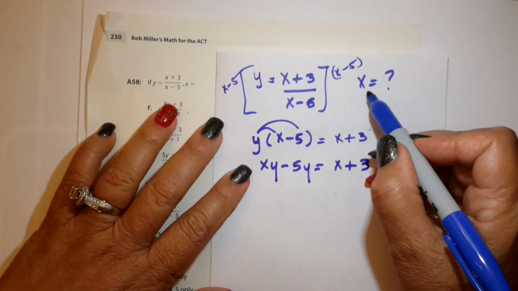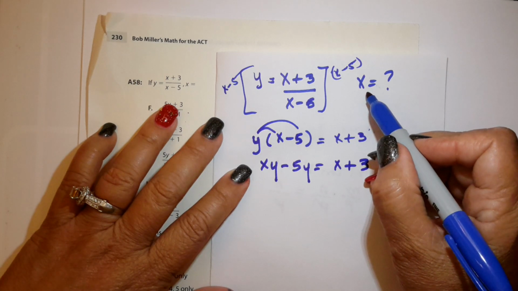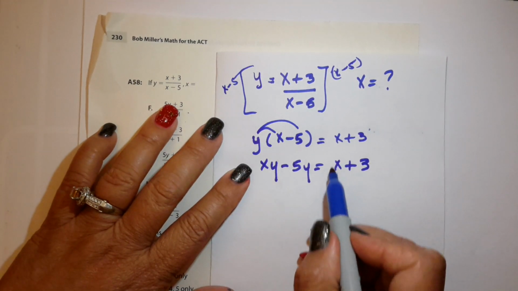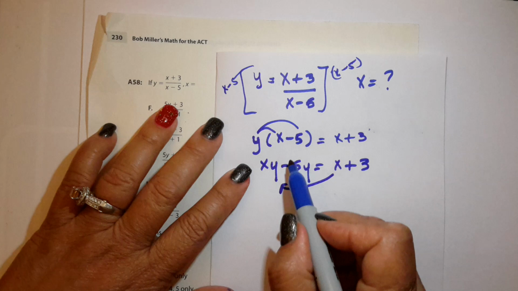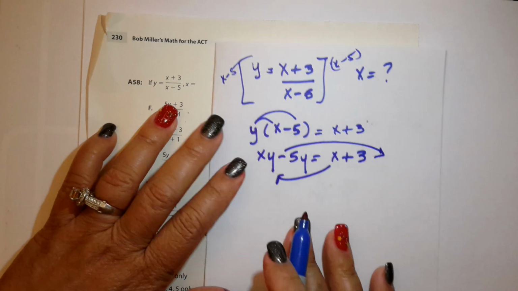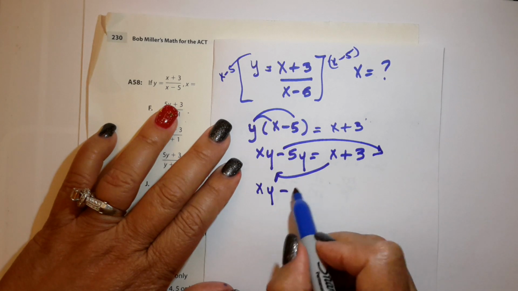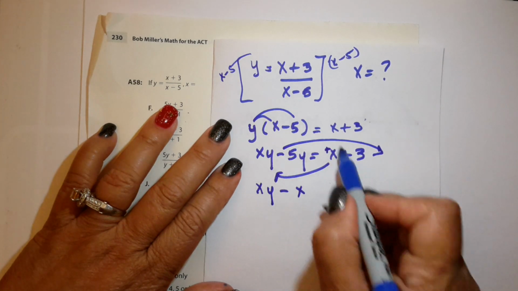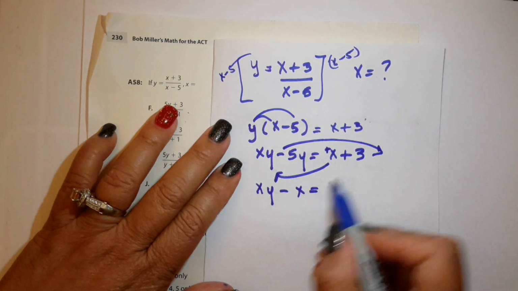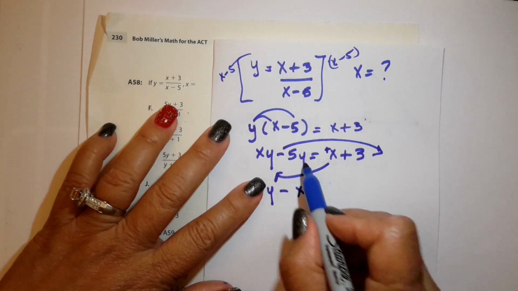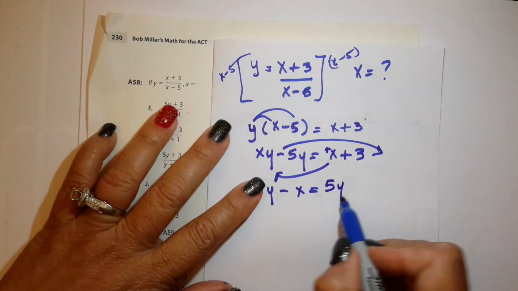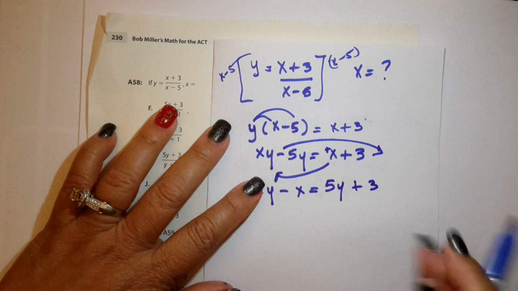Remember, I'm looking to separate the x. So what I'm going to do here is move this x to this side, and move this negative 5y to the other side. So I have here xy minus x. This was plus x, move it to the other side, minus x. Then this negative 5y is going to become positive 5y, and this is a plus 3.